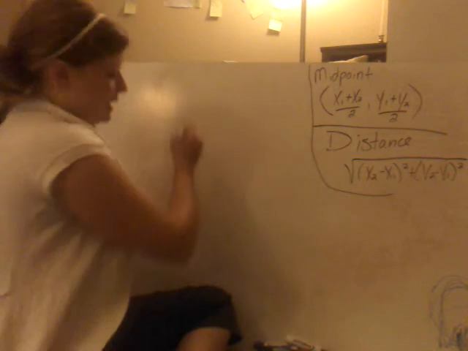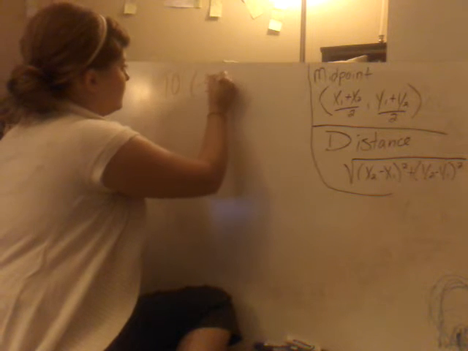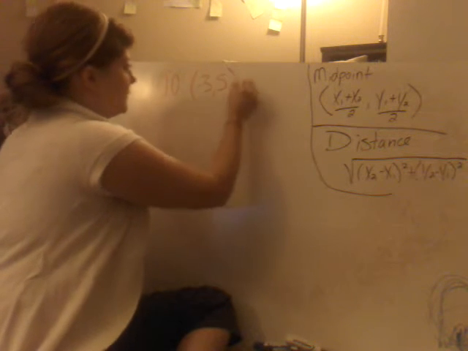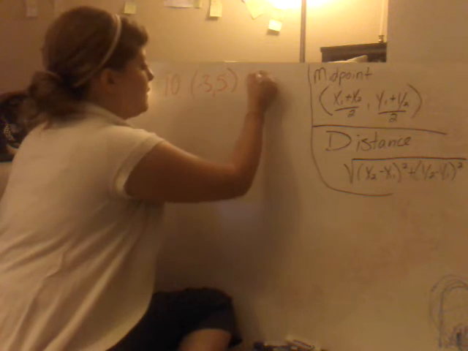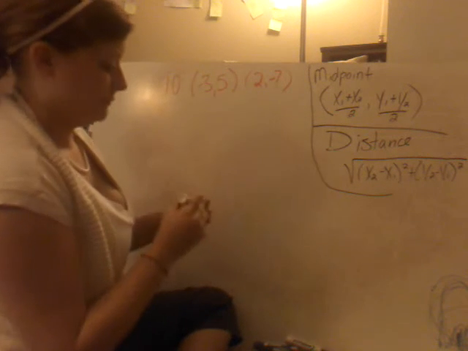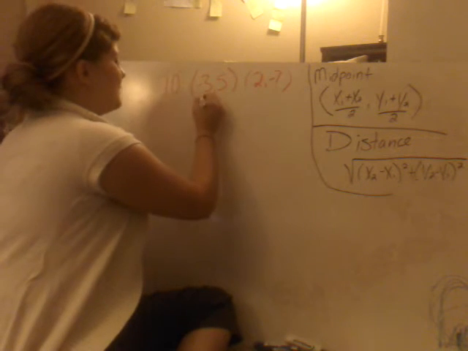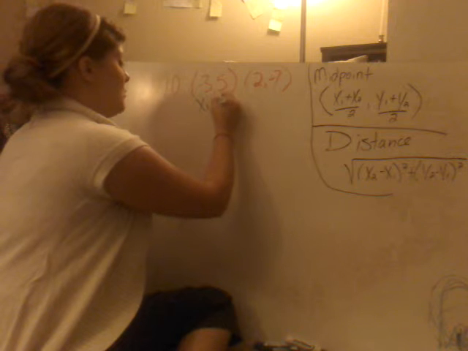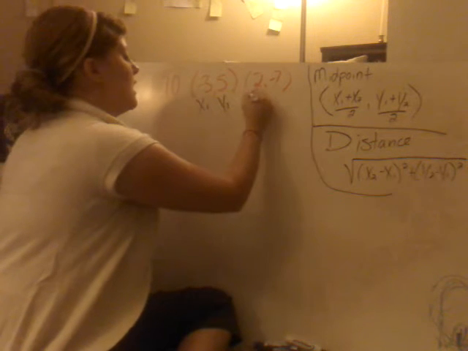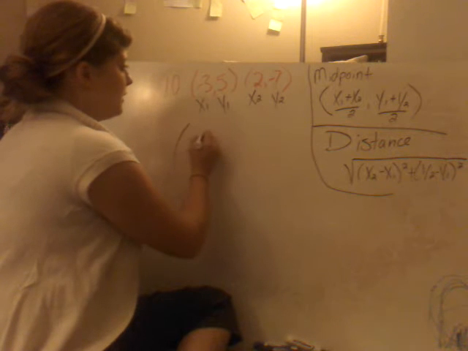Okay, so 10 is negative 3, 5. And 2, negative 7. One of these days I'll learn how to write, I promise. Alright, so my first point on my left is going to be my first point, so x1, y1, x2, y2. Start with my midpoint formula.